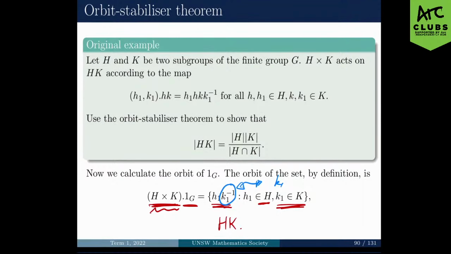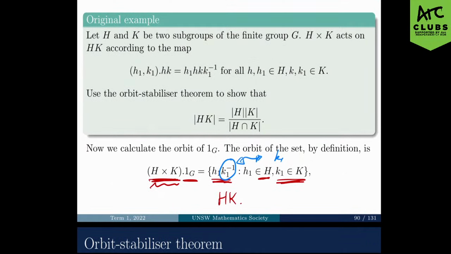Now we're doing the orbit. So go back to the definition again. The orbit is just the set of all elements that you can get from acting on 1. So h1 k1 inverse, right? Because the thing in the middle is just 1. So it's the set of all h1 times k1 inverse for h1 in H and k1 in K. And that's just the set HK, because what we're doing is taking any element h1 and multiplying it by an element in K, and so that has to be HK.